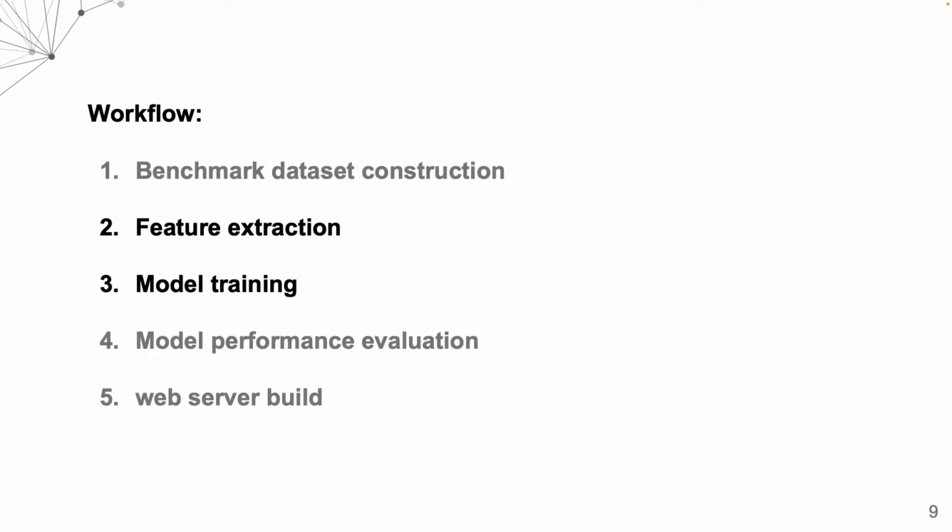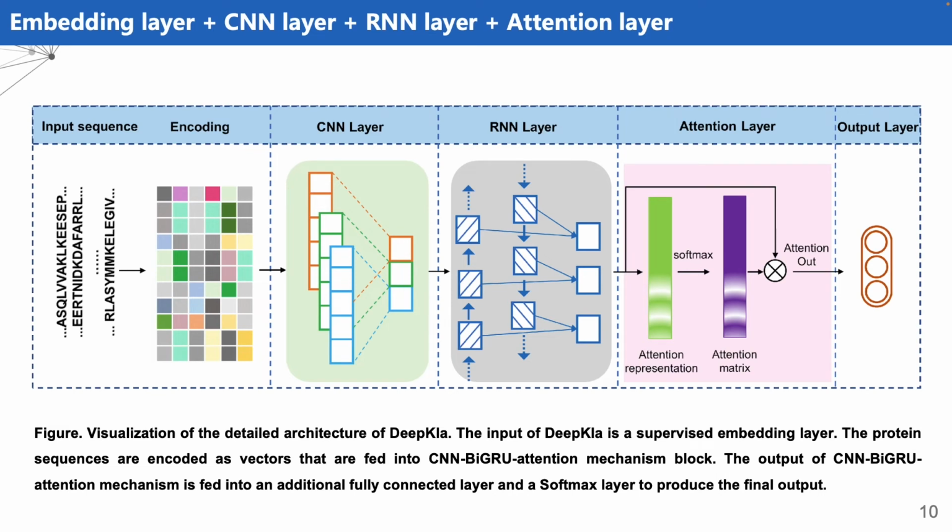Next, there are two main steps, including feature extraction and model training. Since we designed a deep learning architecture, the processes of feature extraction and model training were combined. Our algorithm consists of four parts, including an embedding layer, CNN layer, RNN layer, and attention layer.